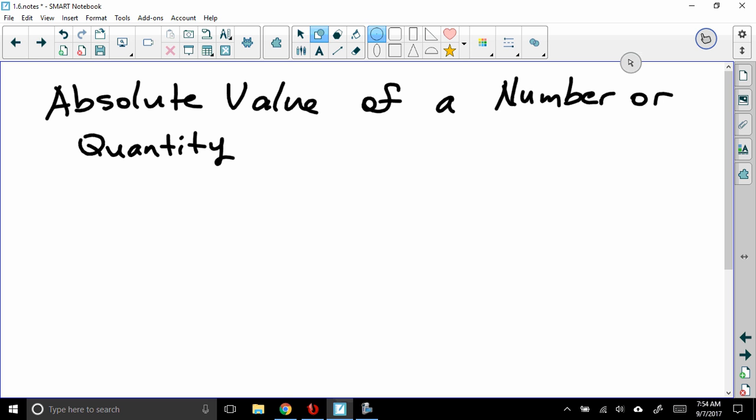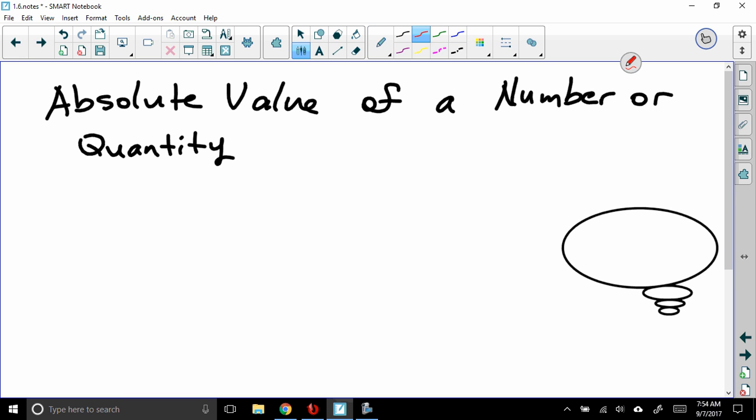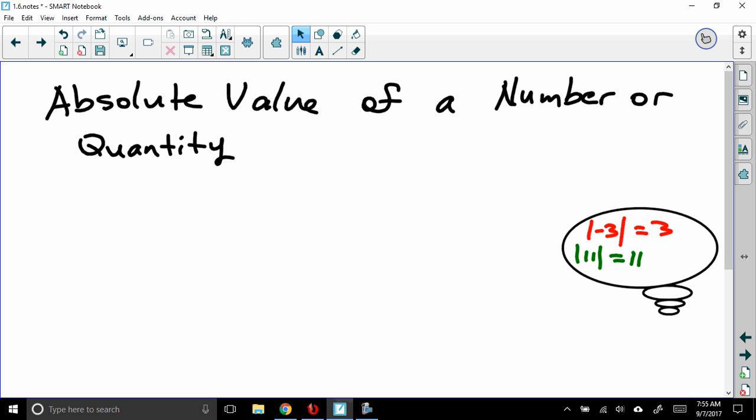So let's just slow down and slow our roll for a minute. I like these little thought bubbles. Thought bubble. In 6th grade, my teacher said the absolute value of -3 is equal to what? Anybody remember? It's 3, sure. And the absolute value of 11 is 11. And you thought to yourself, absolute value is easy because the answer is always positive. Remember thinking that to yourself? Okay. Anybody know why the answer is always positive?